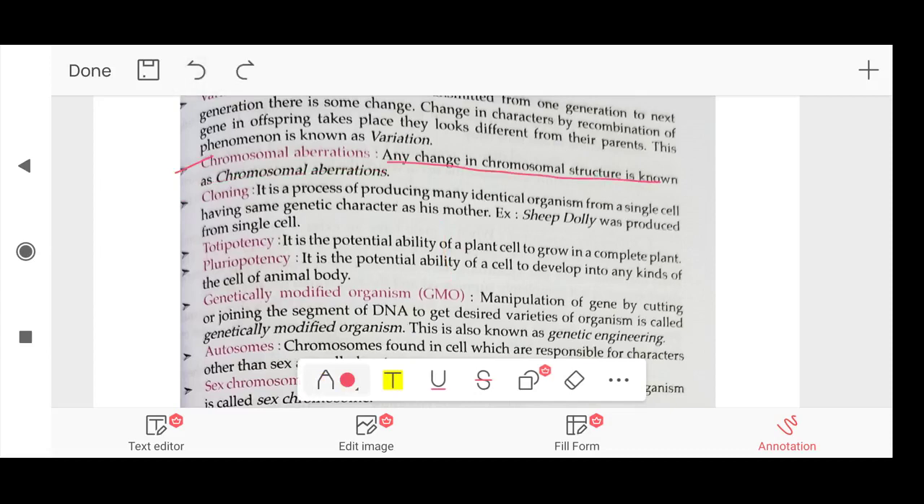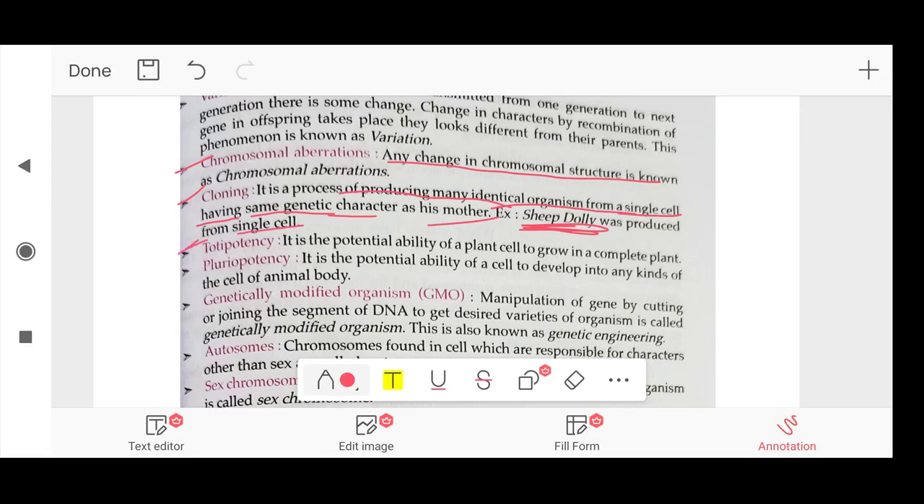Next term is cloning. Cloning is a process of producing many identical organisms from a single cell having the same genetic character as its mother. For example, sheep Dolly. So cloning is the process of producing many identical organisms from a single cell having the same genetic character as its mother. Example, sheep Dolly was produced from a single cell. That means from her mother.